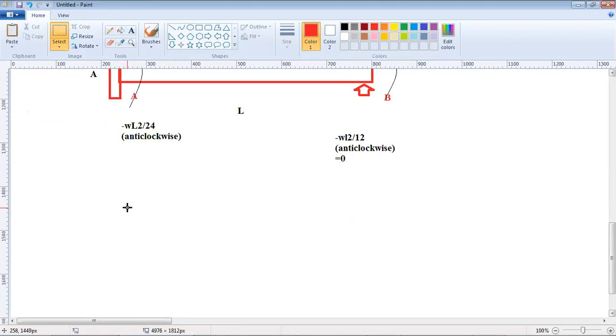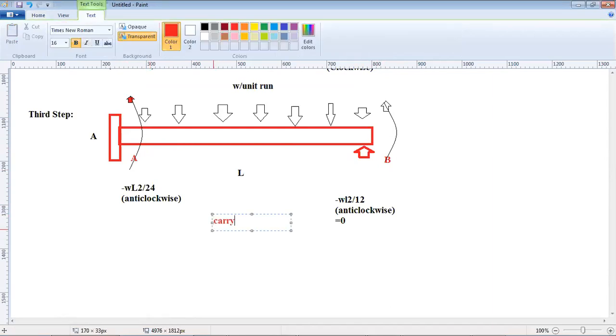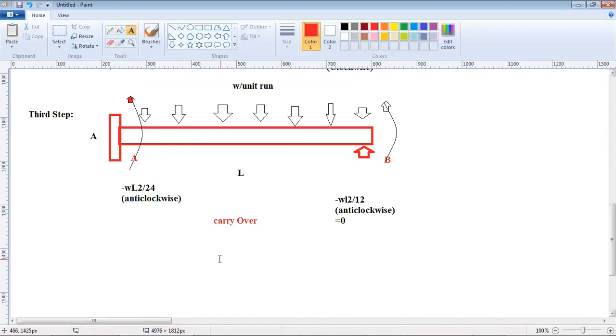So in the third step, what we have actually done is that we have given the moment minus WL square by 12 at B, and the moment was carried over to this end. Half of the moment was carried over. This is known as carryover moment.